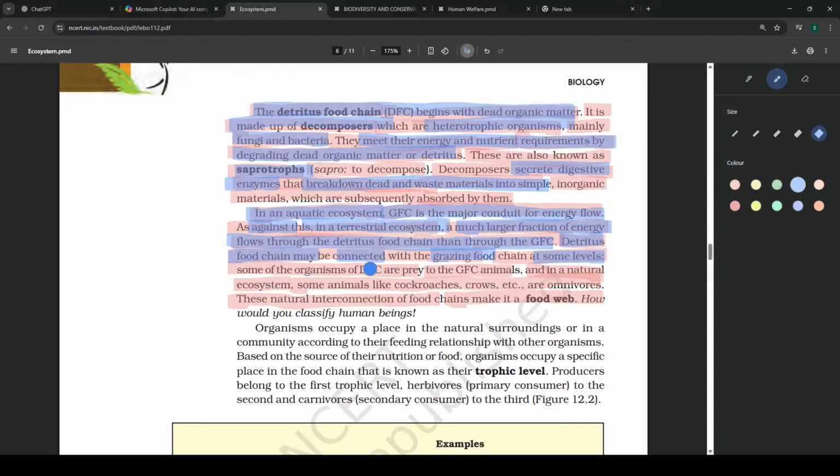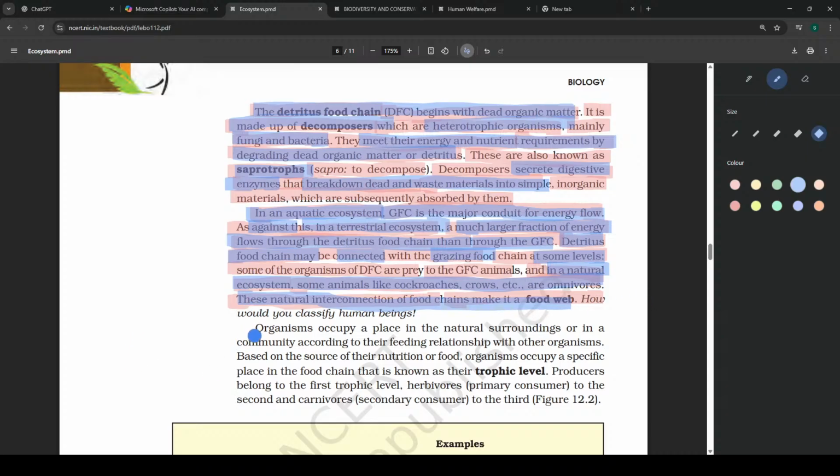Some of the organisms of the detritus food chain can be prey to grazing food chain animals. In a natural ecosystem, animals like cockroaches and crows are omnivores. And what is a food web? It is a natural interconnection of food chains that is called a food web.